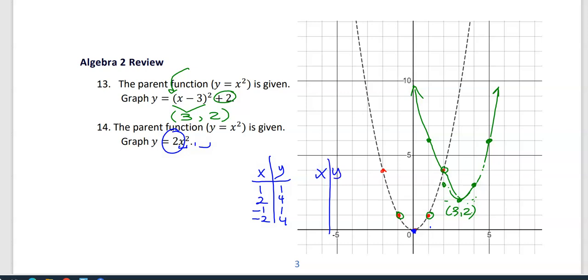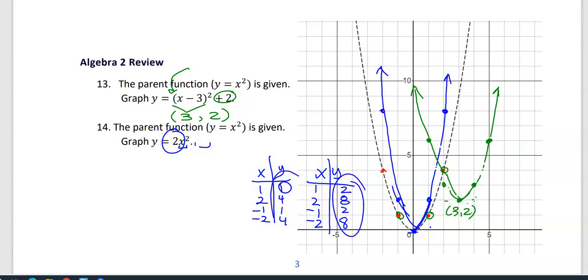Now with the new graph, because of the a value, everything is getting doubled. That means the 1 is now 2, the 4 is now 8. So if I go 1 to the right, up 2, and 2 to the right, up 8, and 1 to the left, up 2, and 2 to the left, up 8. This would be the answer to problem 14 as a graph. So basically, the graph's going up twice as fast as it did originally because all the answers are double what they were originally.